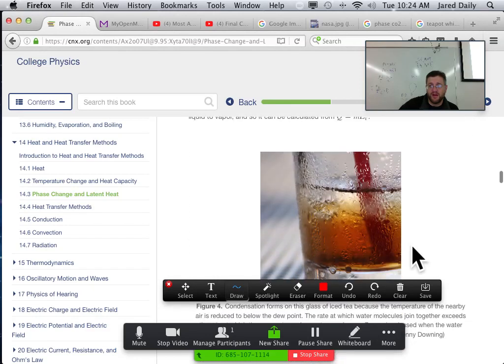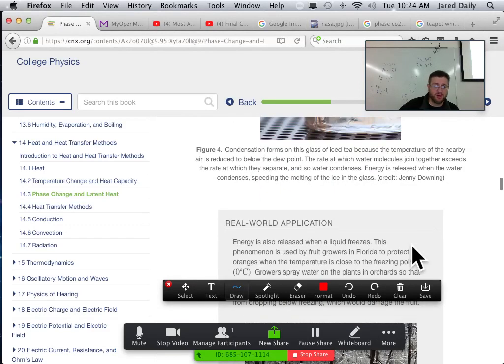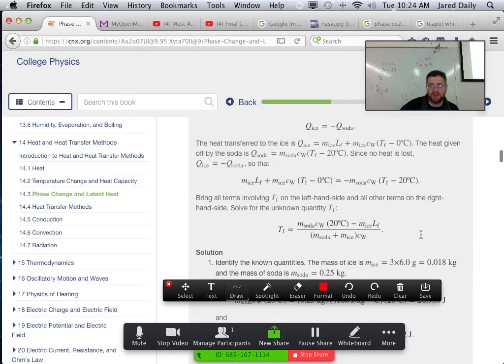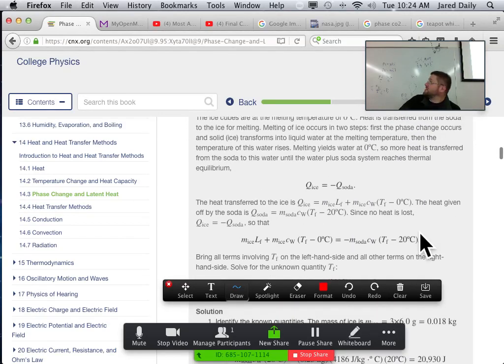So that's the whole idea of pretty much this chapter. Everything else is about heat transfer methods, which is what we'll talk about next. But what you want to do here is be able to set up equations for the heat entering, leaving one thing and entering another thing, and either changing the temperature or changing the phase. And it could do both. You could change the phase and then change the temperature if you have enough heat, right?